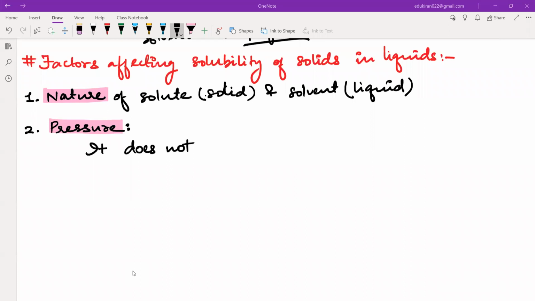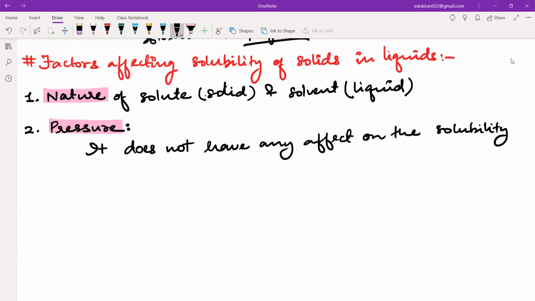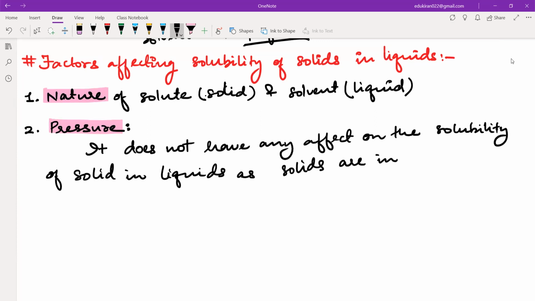Moving on. So it does not have any effect on the solubility of solid and liquid, as solids are incompressible. Right? So we have looked at two of the factors.